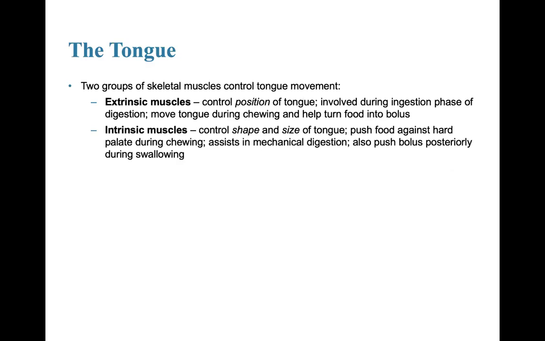There are 2 groups of skeletal muscles that control the movement of the tongue. Your extrinsic muscles, which control the position of the tongue, are involved during the ingestion phase of digestion, and they move the tongue during chewing to help turn food into the bolus. The intrinsic muscles control the shape and the size of the tongue, push food against the hard palate during chewing, and assist in the mechanical digestion. They also push the bolus posteriorly during swallowing.